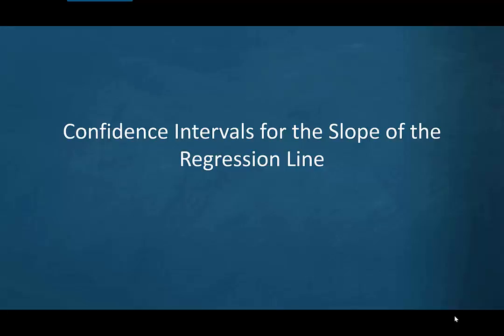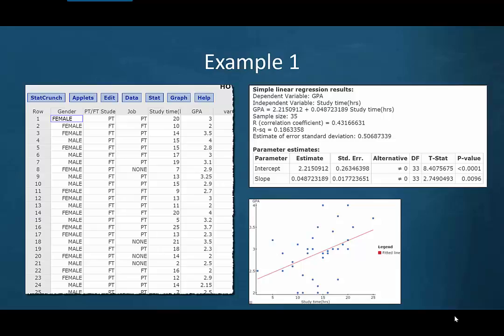You may recall back in Module 1, we created a regression line, the line of best fit between two quantitative variables. Now we're to the point where we can talk about the inference of that line. And we're going to talk more specifically about confidence intervals for the slope of that regression line.